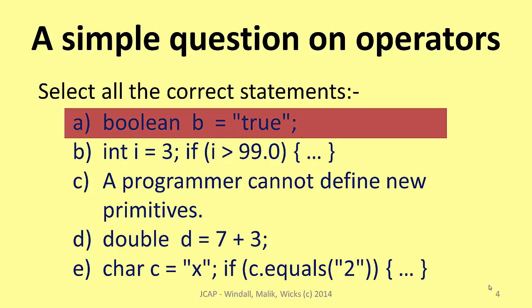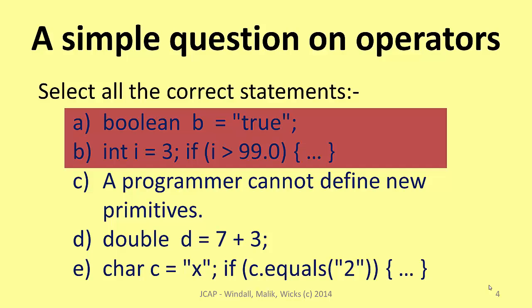What about b, which is int i equals 3, so we're declaring an integer to be 3. If i is greater than 99.0, do this. Well, we can't compare an integer to a float. And if there's a decimal point in there, that's a floating point number. So that one is also incorrect.